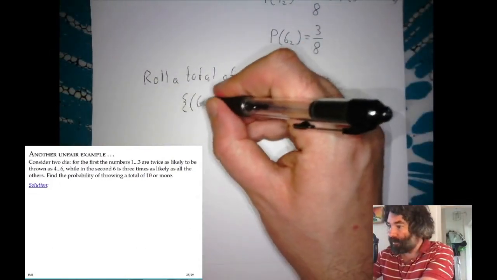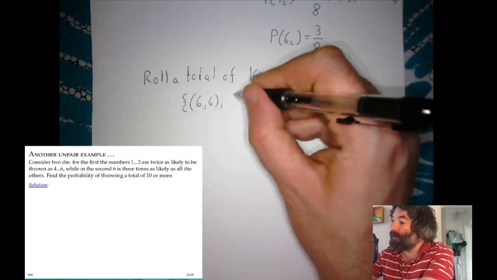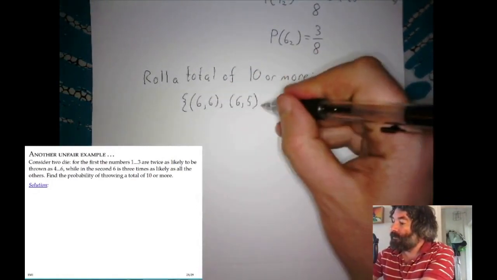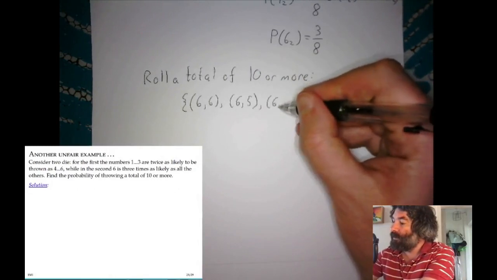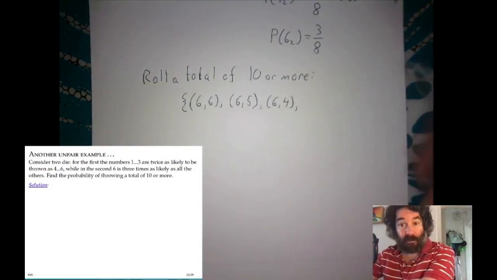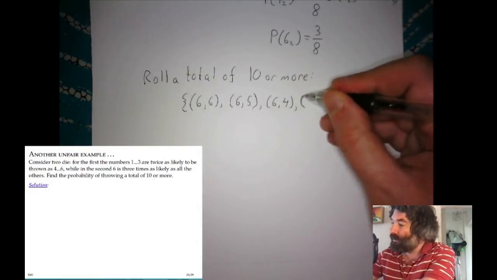So if we roll 6 on the first die, we could roll 6 on the second die. We could roll 5 on the second die, roll 6 on the first die. We could also roll 4 on the second die. So these are all the outcomes where we get 10 or more, and we roll 6 on the first die. Then let's consider the ones where we roll 5 on the second die.